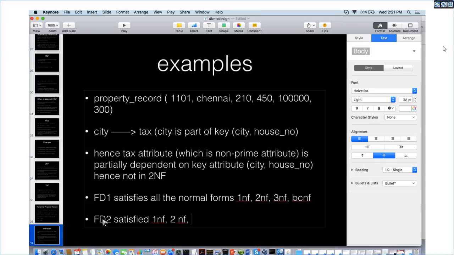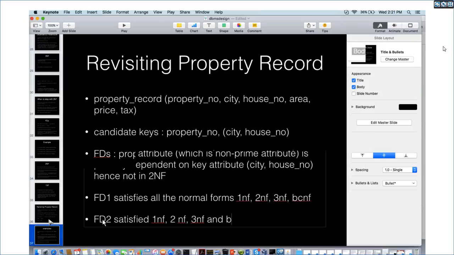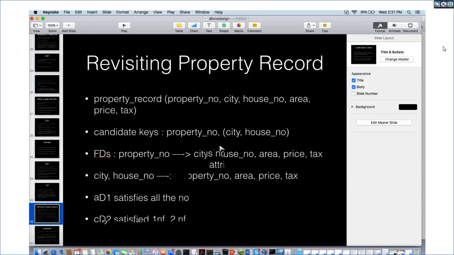Now look at area and price. This is FD3. Area is not a key. It satisfies the first normal form because area and price are atomic. Does it satisfy the second normal form? This FD will satisfy the second normal form because it has nothing to do with prime attributes. Area is not part of the prime attributes. So this will satisfy the second normal form.